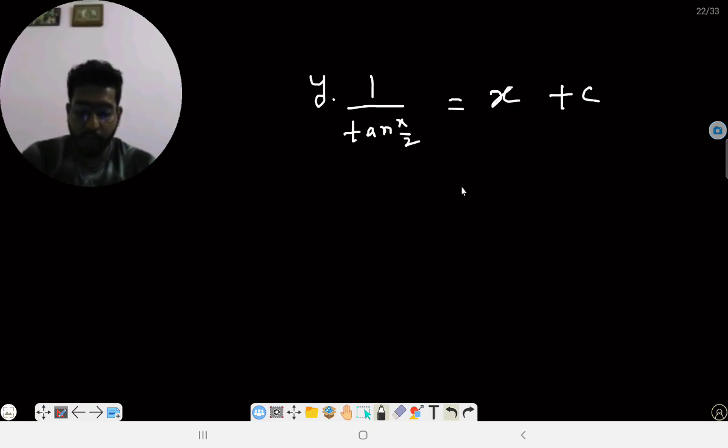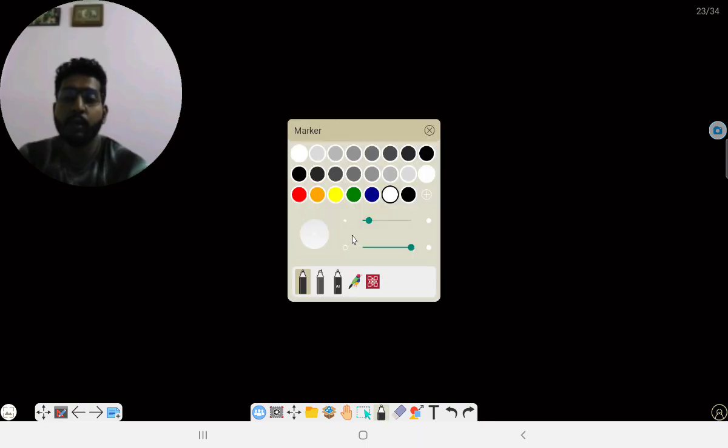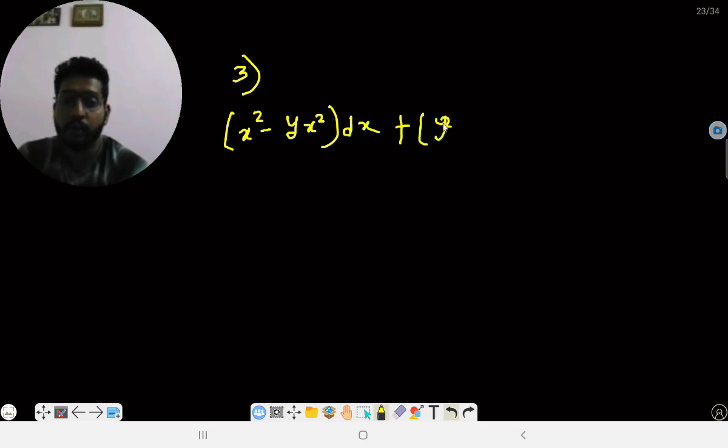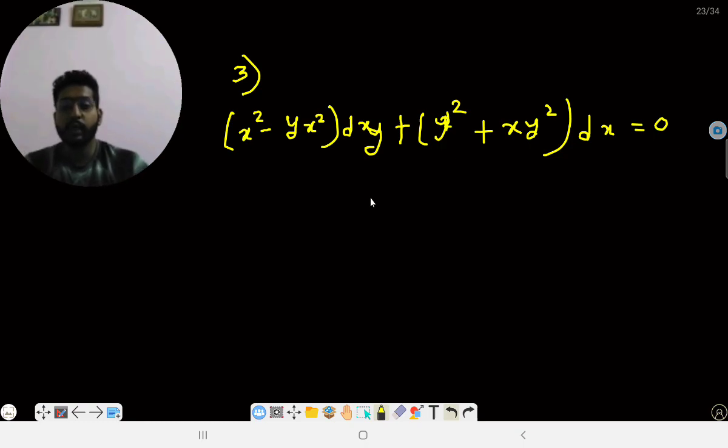Then next one, question number 3. The question is given like this: x square minus y x square dy plus y square minus x y square dx equals 0. So this type of equation is given.